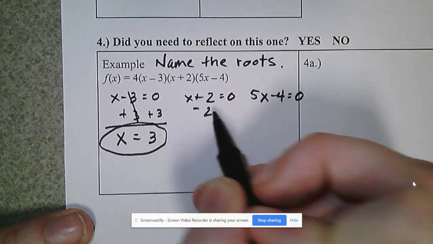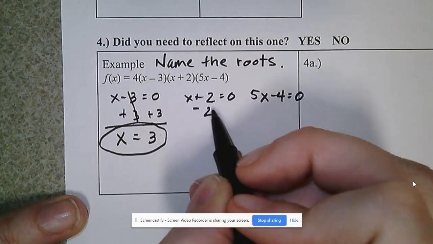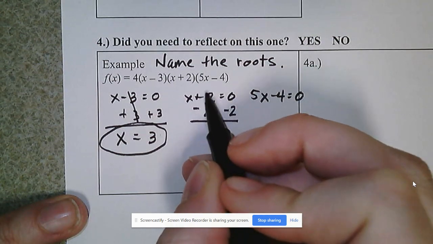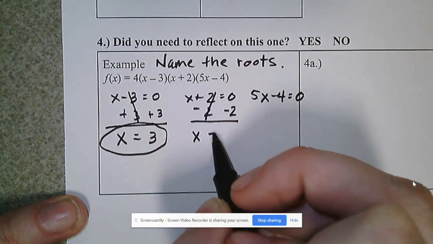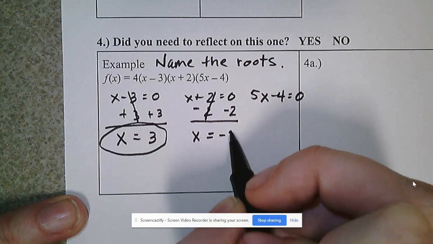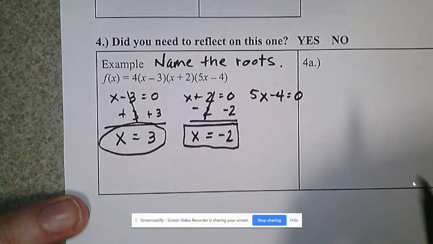This one, I've got x plus 2 equals 0. I'm going to subtract 2 from both sides. And again, I did that because that cancels, leaving me with just x. And 0 minus 2 is -2. So that's my next root.